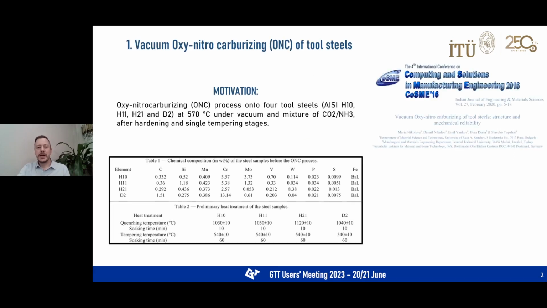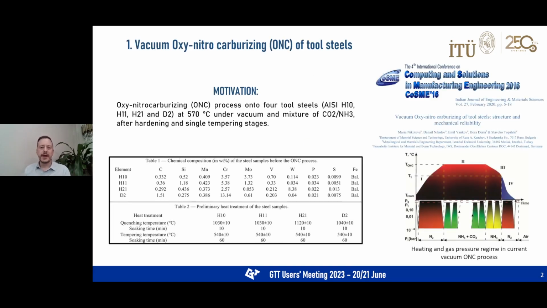Our first case is about a very small project entitled Vacuum Oxynitrocarburizing, shortly ONC process of tool steels, done with our colleagues from Bulgaria. In our first study, the ONC process was applied onto four different tool steels. Their chemical composition and preliminary heat treatment procedure are shown in the left-side table. In the figure on the right-hand side, their heating and gas pressure regimes during vacuum ONC process conditions are given.